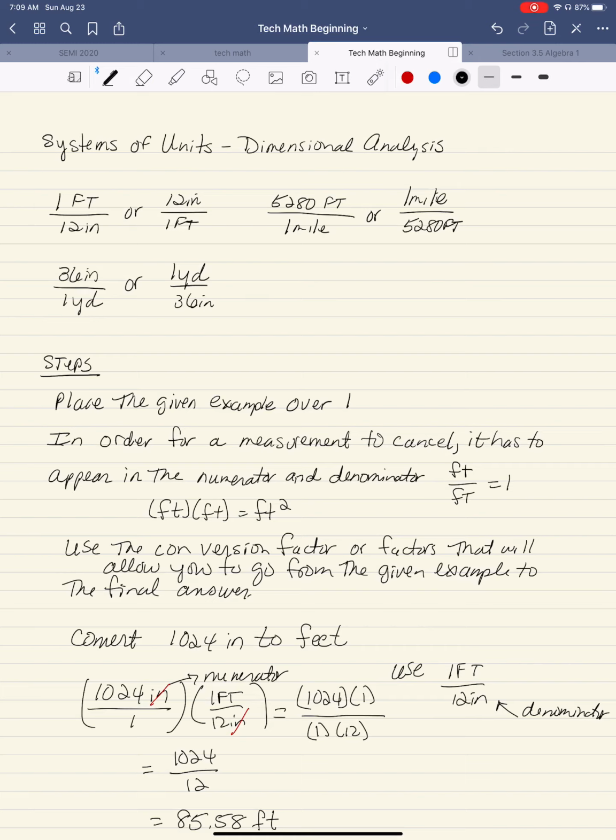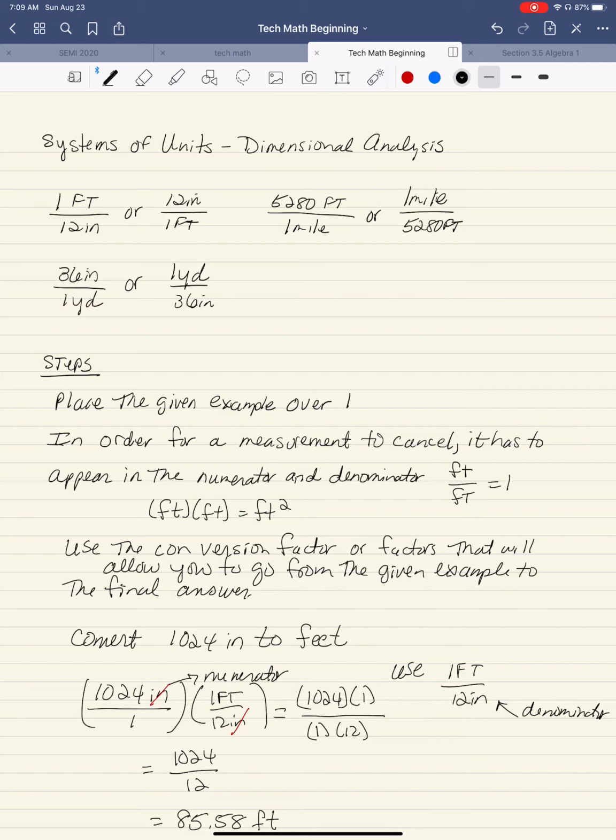So what you want to try to do is make sure you line them up with the number you're trying to convert so that they cancel. Here are the steps. You place the given example over 1. In order for a measurement to cancel, it has to appear in the numerator and denominator. So if you have feet divided by feet, both of those units cancel and that equals 1. But if you end up with feet times feet, that is going to equal feet squared.